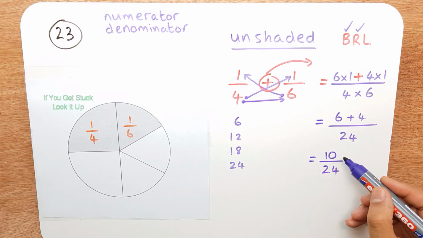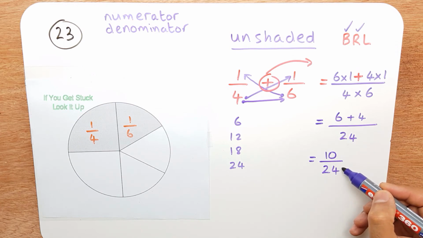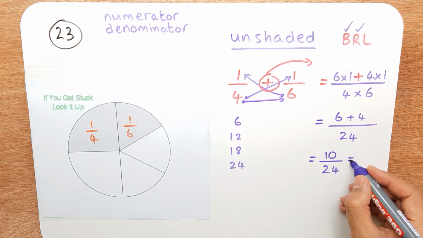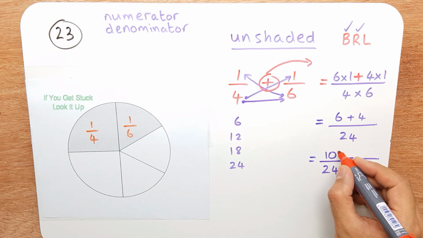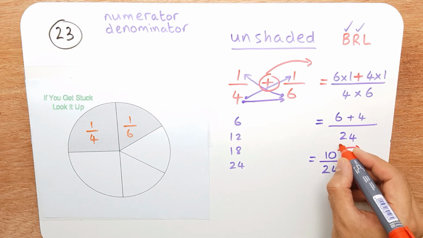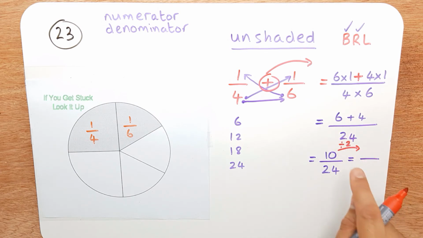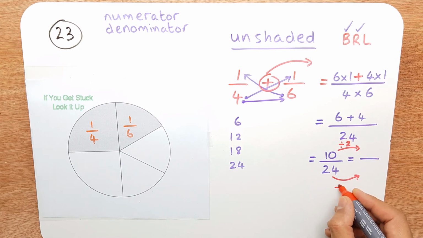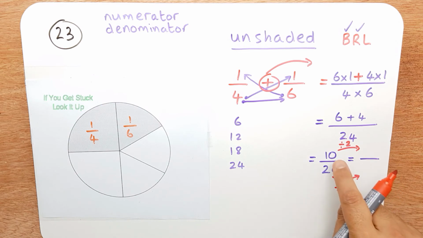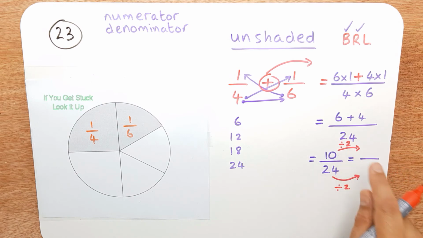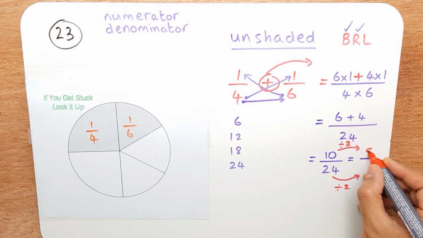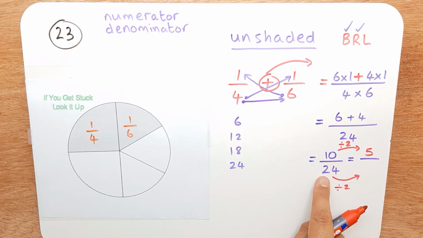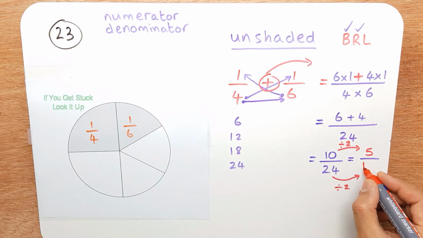Now if I look carefully, I can simplify this, make it simpler, because I can see they're both even numbers. So let's do that. I can divide the numerator by 2, and whatever I do to the numerator, I have to do to the denominator. So 10 divided by 2 is 5, and 24 divided by 2 is 12.